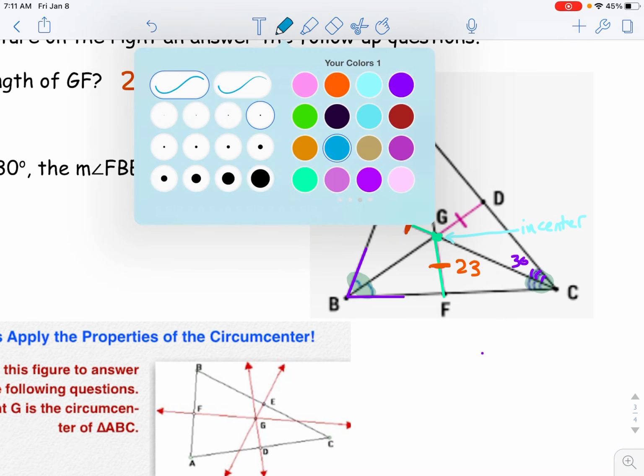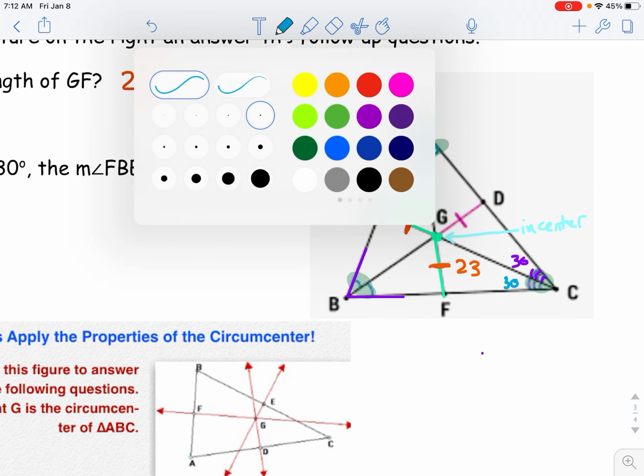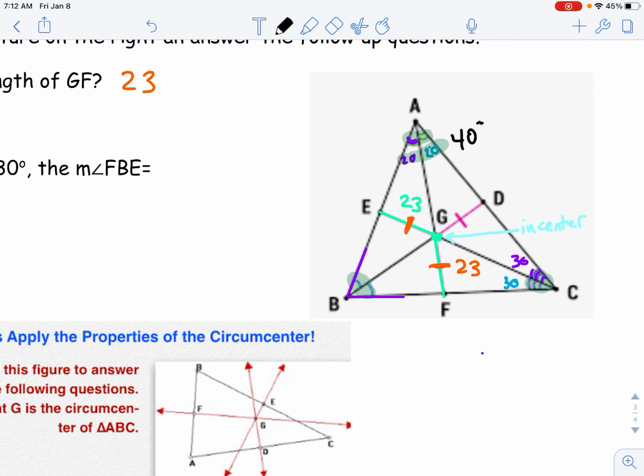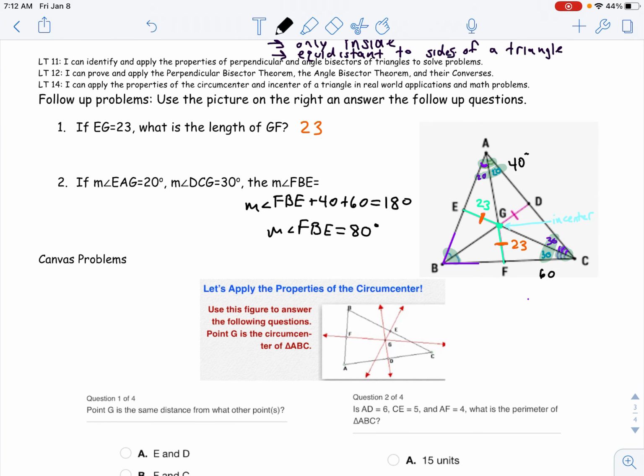Well, remember, triangles add up to 180. So these are angle bisectors, so that means that this side's 20 and that this side's 30. So that means that this whole top angle is going to be 40. So angle A is 40. That means that all of angle C is going to be 60. So that means that using the triangle sum theorem, the measure of angle FBE plus 40 plus 60 equals 180. A bunch of math occurs, and we get FBE equals 80 degrees.